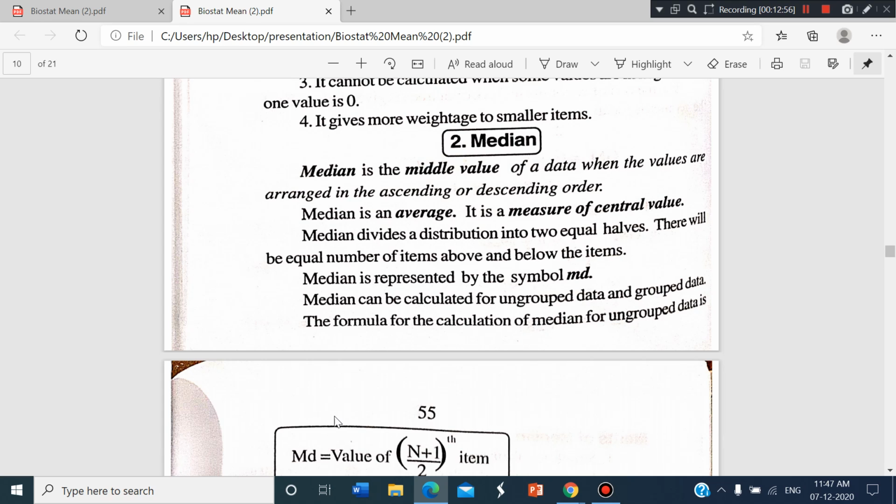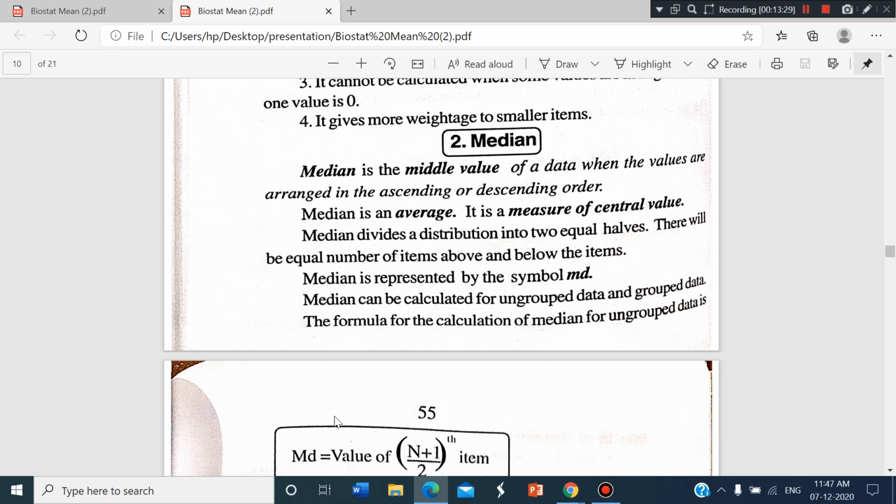Median is the middle value actually. If you call the mean the average, you can call the median the middle value of the data. But you will find the middle value only provided the data is arranged in either ascending or descending order. Then only you can find the middle value. I hope all of you know what ascending and descending order is. Dr. Bhatt must have already taught you about the median.